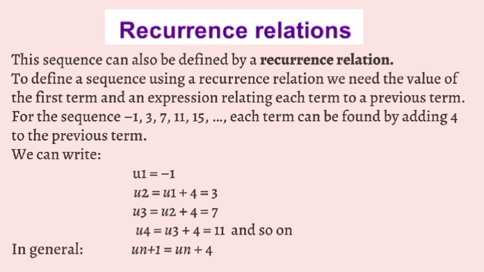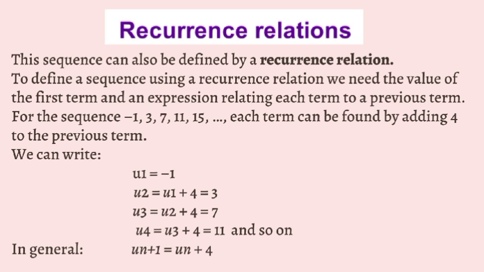Recurrence relation. This sequence can also be defined by a recurrence relation. To define a sequence using a recurrence relation, we need the value of the first term and an expression relating each term to a previous term. For the sequence -1, 3, 7, 11, 15, each term can be found by adding 4 to the previous term.